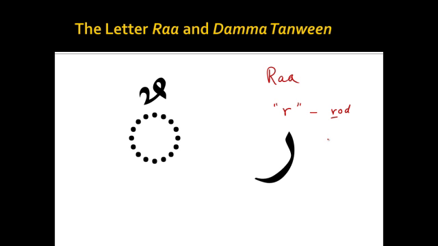The English R, the tongue moves back a bit. Instead, the Ra in Arabic, the tongue is actually closer to the back of the front teeth. So that's a little bit of a difference there.